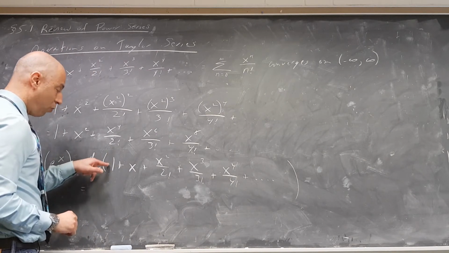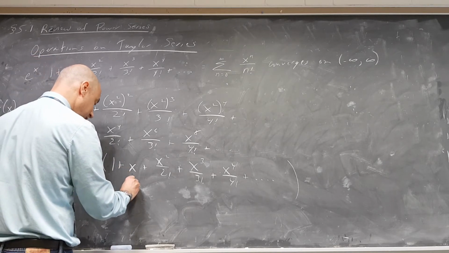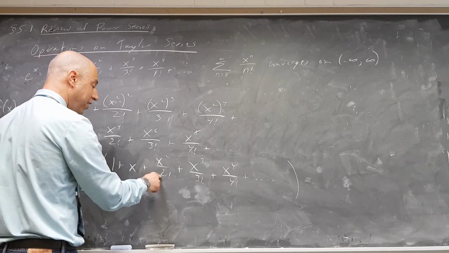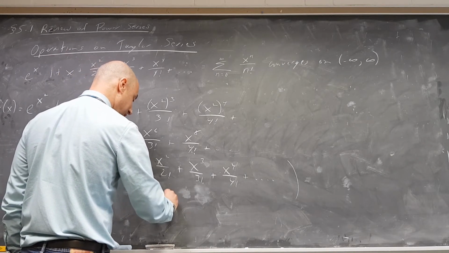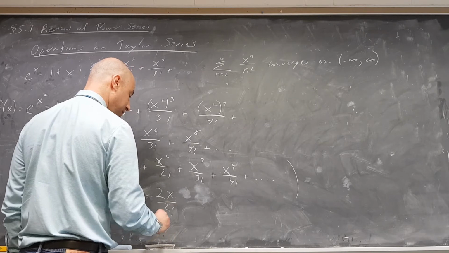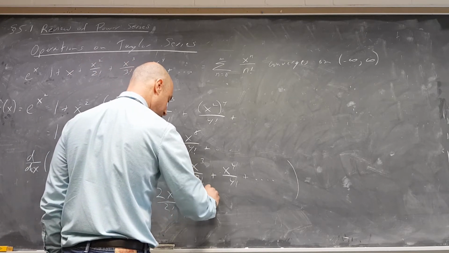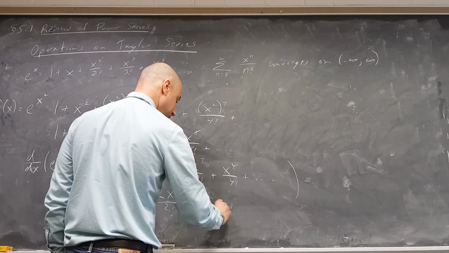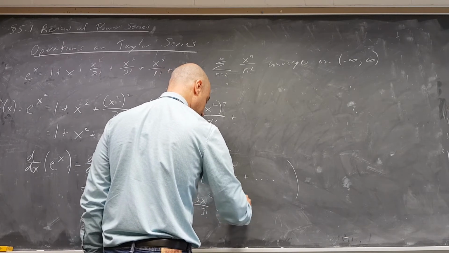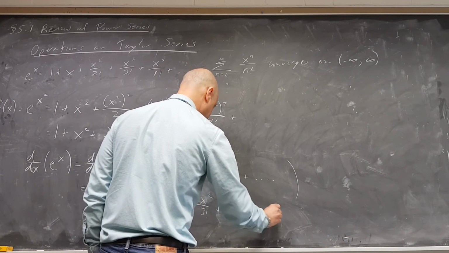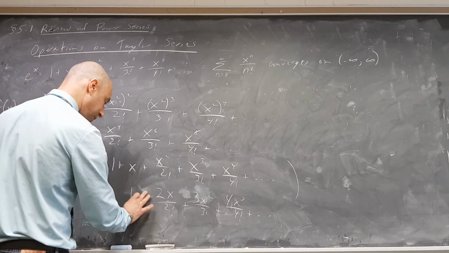Well, the derivative of 1 is just 0. The derivative of x is 1. The derivative of x squared over 2 factorial is 2 times x to the 1 over 2 factorial. The derivative of x cubed over 3 factorial is 3x squared over 3 factorial. The derivative of x to the 4th over 4 factorial is 4x cubed over 4 factorial, and this goes on forever.